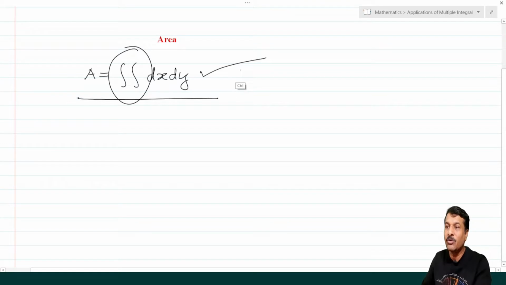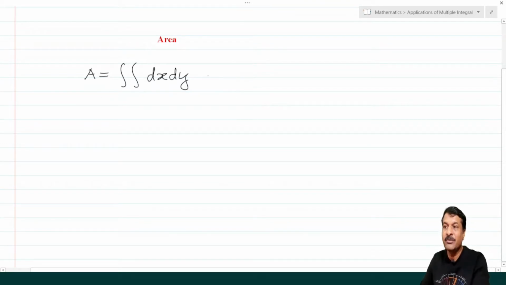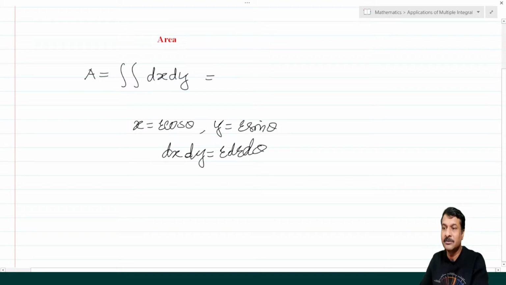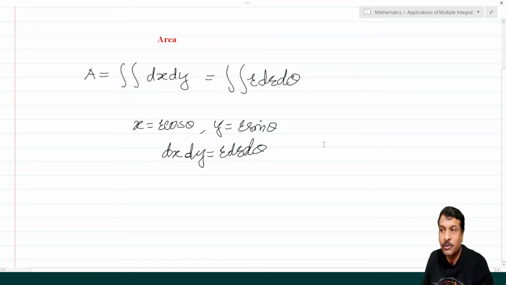And suppose I want to convert into polar, then you remember x equal to r cos theta, y equal to r sin theta, and dx dy equal to r dr d theta. So this formula now becomes double integration r dr d theta. So by using this, you can solve each and every example of this area.